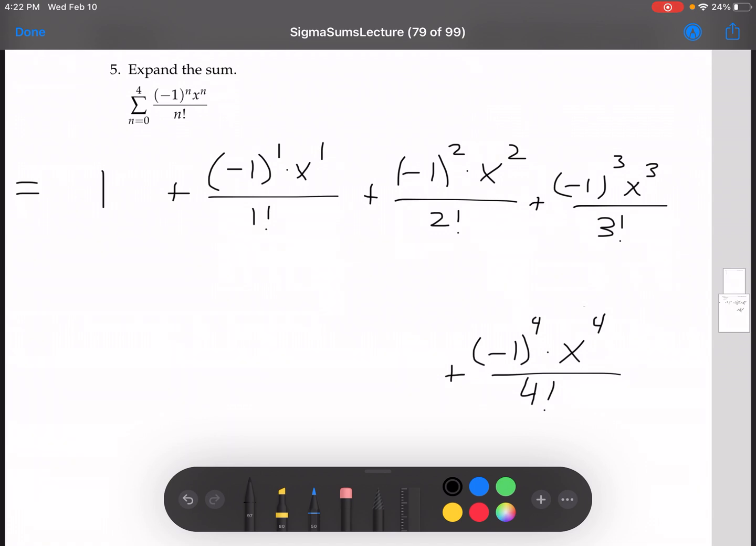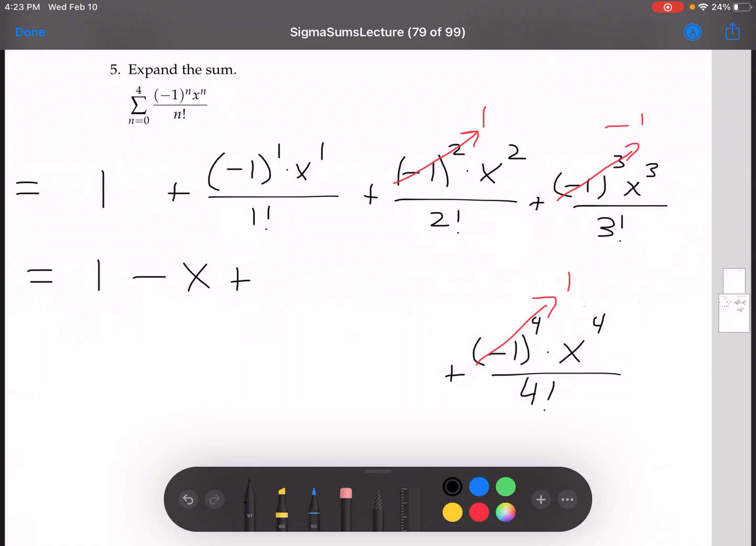Okay, so let's see, I think maybe I'll write them down. So you have 1 there, plus there. This thing we said was negative 1 to the 1 is negative 1, so that'll be a negative x. x to the 1 is x, 1 factorial is 1, so that's that right there. Now negative 1 squared, what does that turn into? That's just 1. Negative 1 cubed, that's a negative 1. Negative 1 to the 4th, that's just 1. So we got that there.